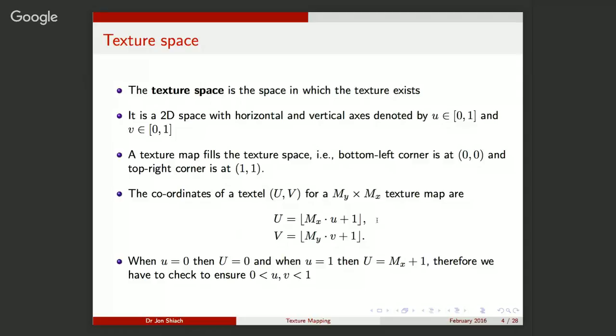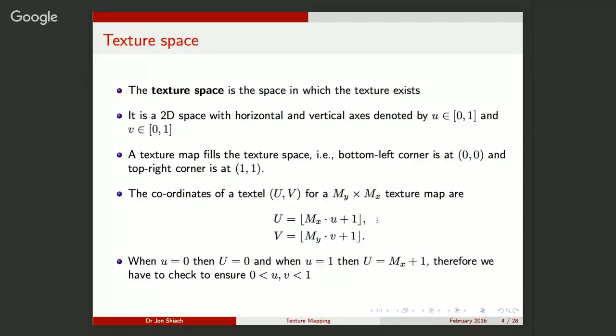So big U and big V should be natural numbers. It should be whole numbers greater than 0. So if your texture has 100 by 100 texels, and you have U and V coordinates which are 0 to 1 and 0 to 1, all you do is multiply them by 100, add 1 to it, and round down. This adding 1 always ensures that you never have a 0 texel. It always starts at 1 and ends at, for example, 100.